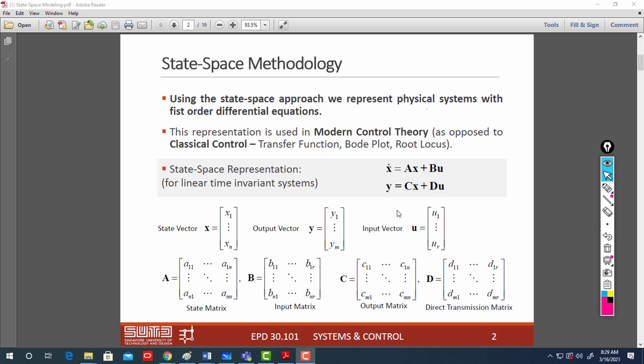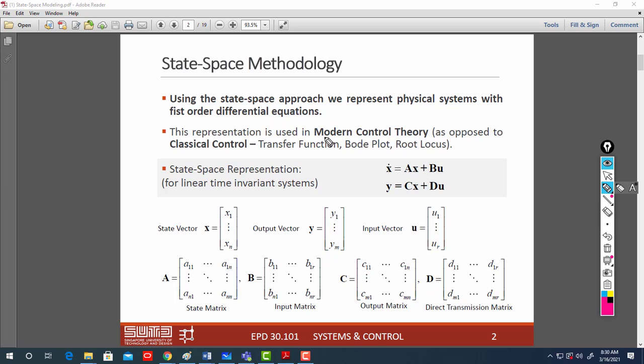Okay, state space approach, or state space methodology. Using the state space approach, we represent physical systems with first order differential equations. So the state space approach is to represent your physical system with a first order differential equation. You will never see x squared or x double dot. Always you use x dot. Okay, first order, always first order differential equation. So you don't see a double dot, for example, as in a second order.